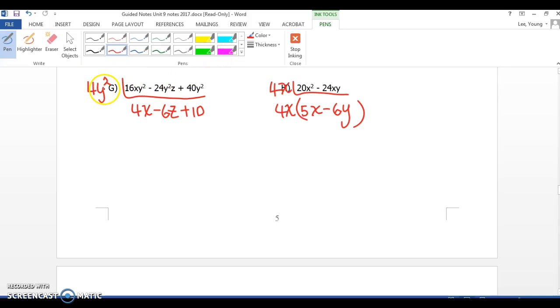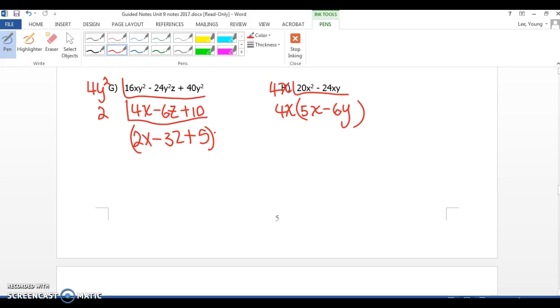I pulled out 4y squared as a common factor, the greatest common factor. But how do I know this is not the greatest common factor? The way to check it is if you look at this trinomial factor, you see 4, 6, and 10. Can we divide 4, 6, and 10 by any other numbers? What's the number that I can divide by? 2. So I'm going to pull out 2 one more time. Okay, so 4 divided by 2 is 2x. 6z divided by 2 is 3z. And then plus 5. Okay, now there's no more common factors.